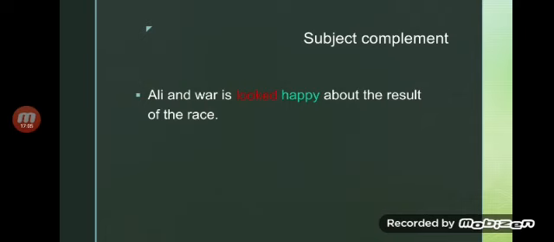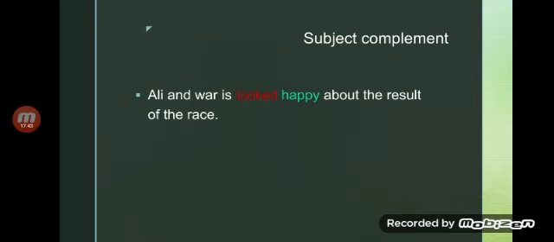Going further, we said that the structure of the sentence for the complements could be related with the predicative adjective and the predicative nominative. Predicative nominative, we have discussed, is a group of words that completes the linking verb and renames the subject. Then we talked about the predicative adjective that describes or modifies the subject, right?